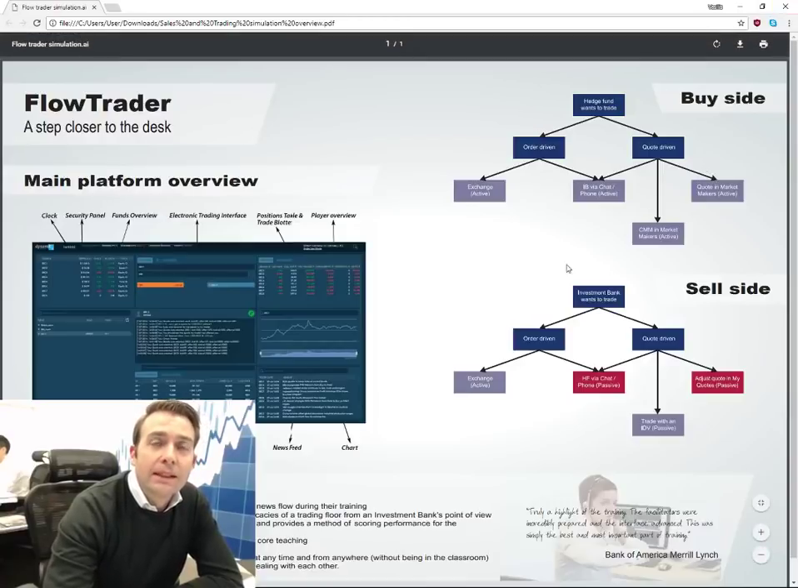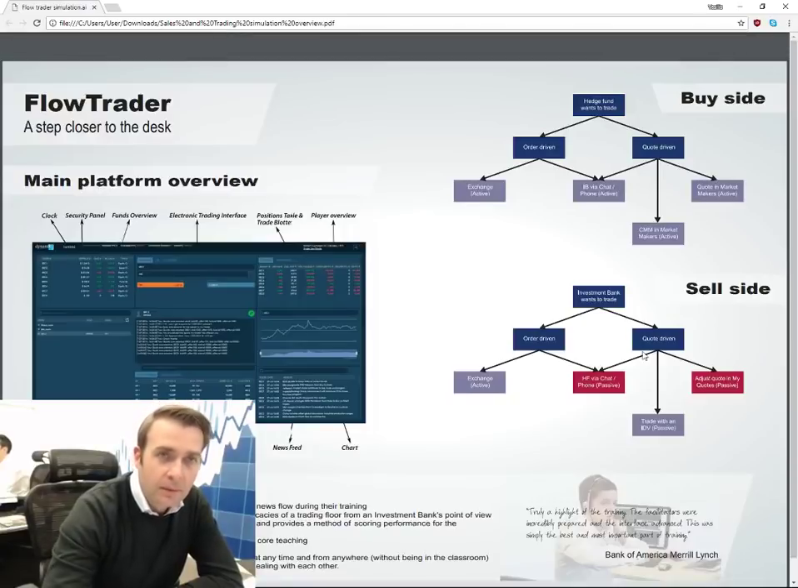Core to this approach is to divide a group of students into the sell side and the buy side. So by the sell side, we mean institutions like Bank of America, Goldman Sachs, or JP Morgan. And on the buy side, these will be asset managers, insurance companies, pension funds, or hedge funds. Within each side of the desk, there's a number of different roles that the students will experience.